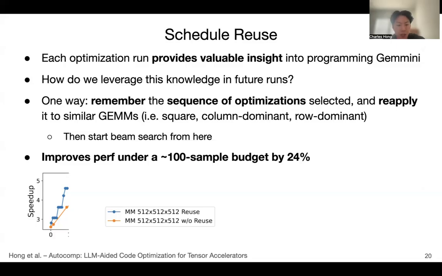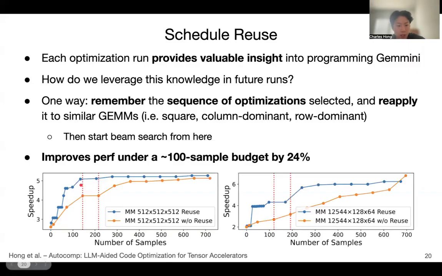What we found was that under a 100 sample budget, you can see here, the blue, which was the optimization with the reuse from a similar size, would improve the performance significantly, 24% on average, over optimization without reuse. And overall, we found that remembering the sequence of optimizations helped optimize better and faster and save a lot of samples.